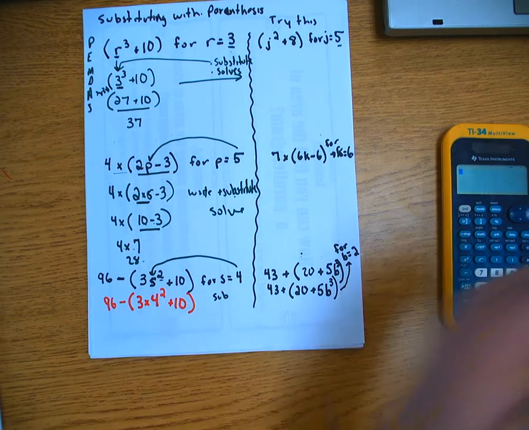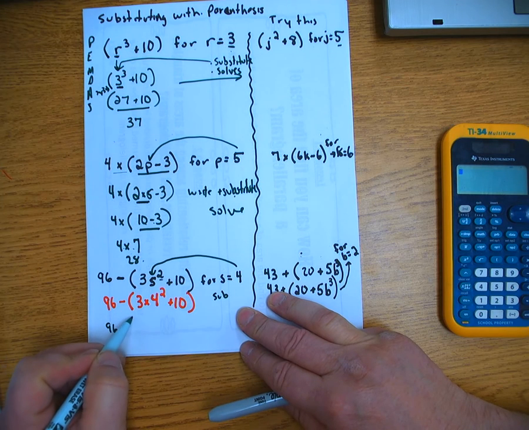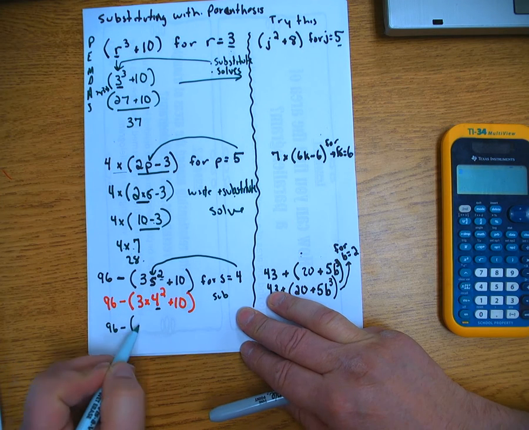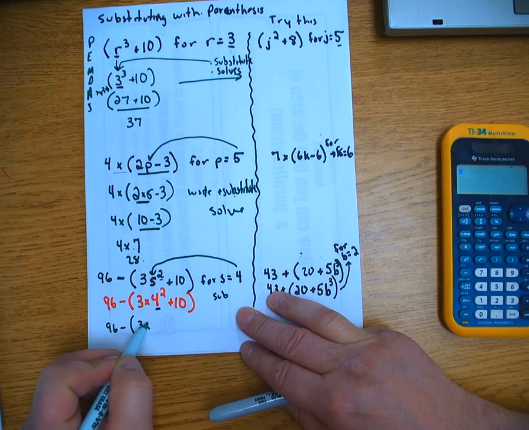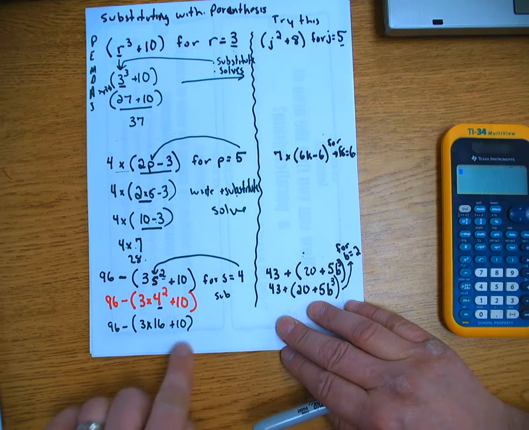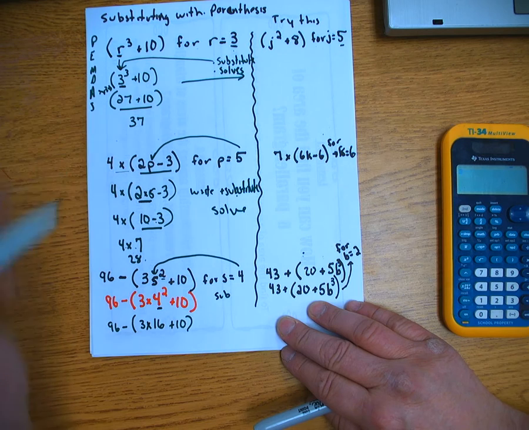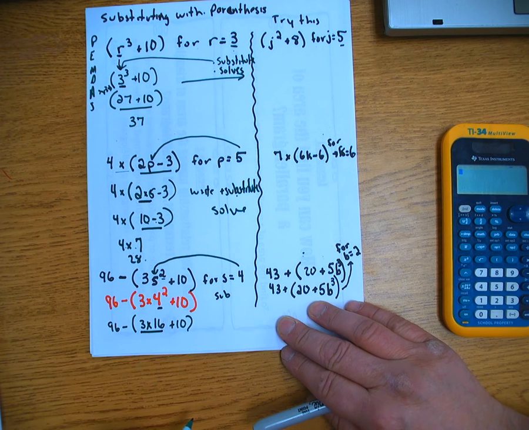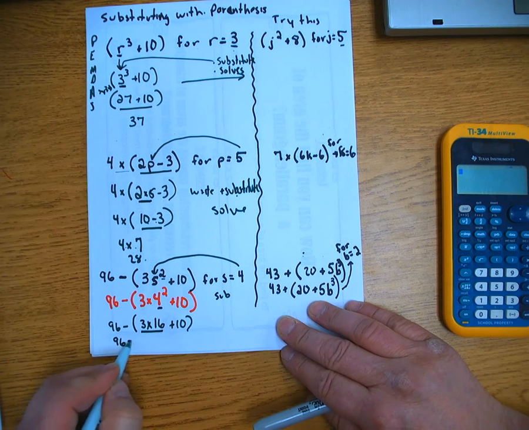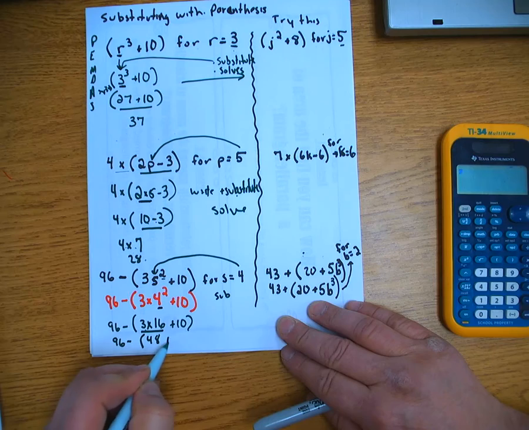Next, my 96 is going to stay the same. I'm subtracting. I'm going to underline 4 squared because that is what I have to do first. That means 4 times 4 first. 16 plus 10. Okay, I'm still not done inside the parentheses. I did my exponent in there. Now I'm looking for multiplication or division, and that's right there. 96 minus 3 times 16, that equals 48, plus 10.